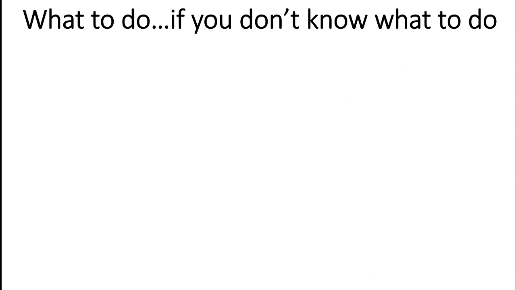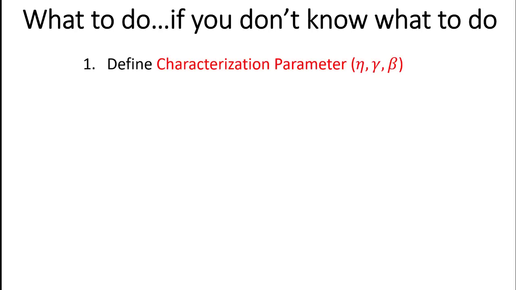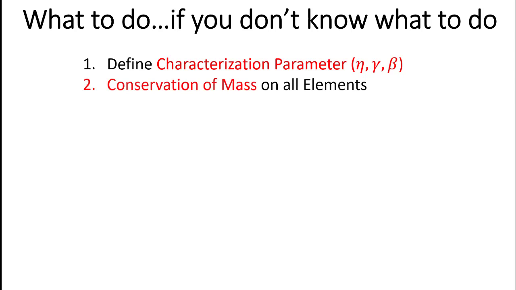So if you open up your exam, or I guess you download your exam these days, you might ask yourself, what am I supposed to do, because I feel lost? If you have a cycle problem, I think the first thing we want to do is define the characterization parameter. So how are we going to see how well the cycle is performing?